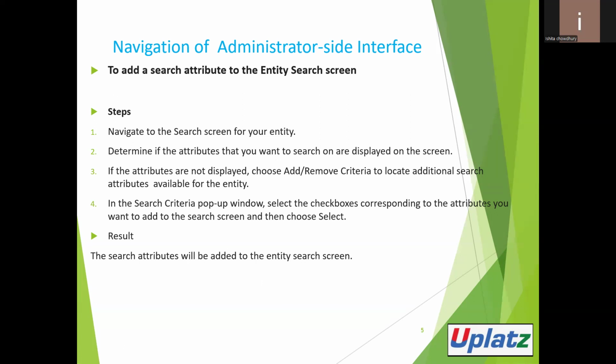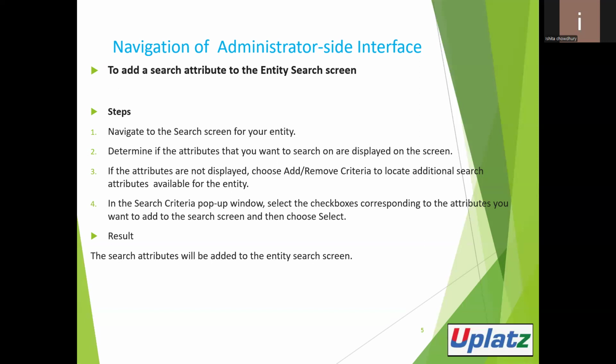So what will happen? You will select that particular field. You will search it and select the checkbox corresponding to the attributes you want to add to the search screen and then choose select. So after you choose select, what happens? What is the end result? What is the expected outcome? The search attributes will be added to the entity search screen.